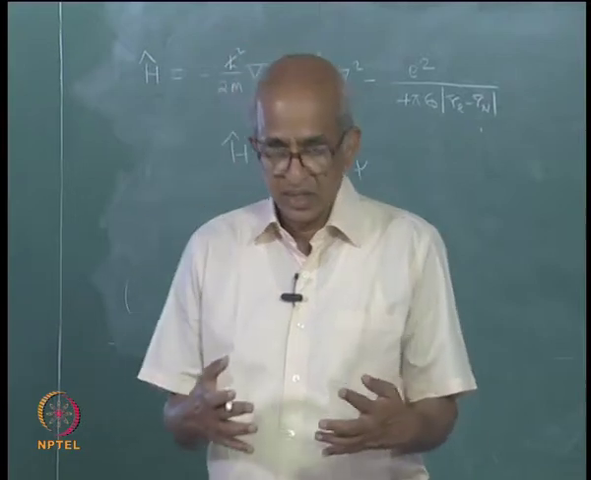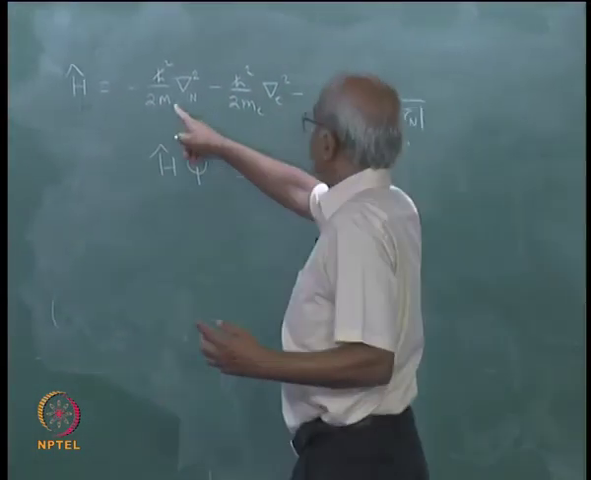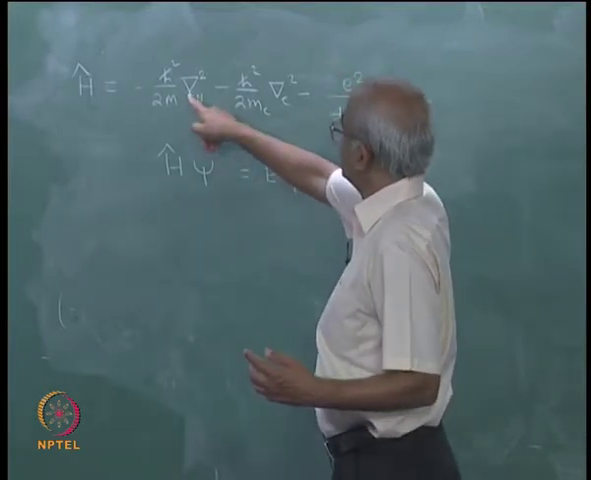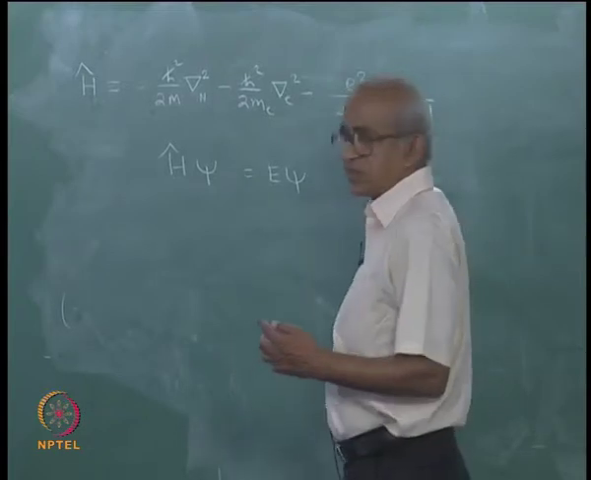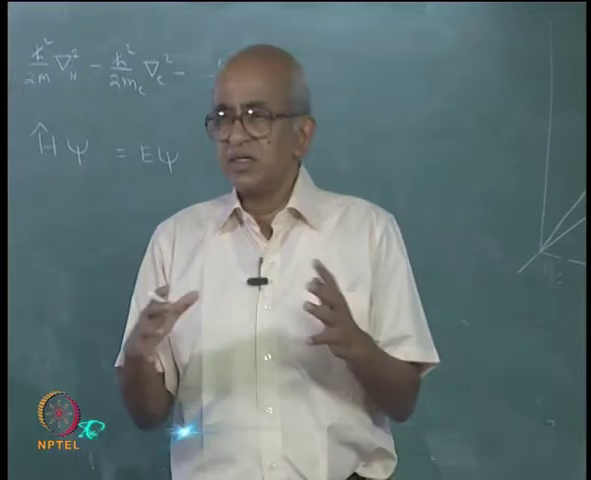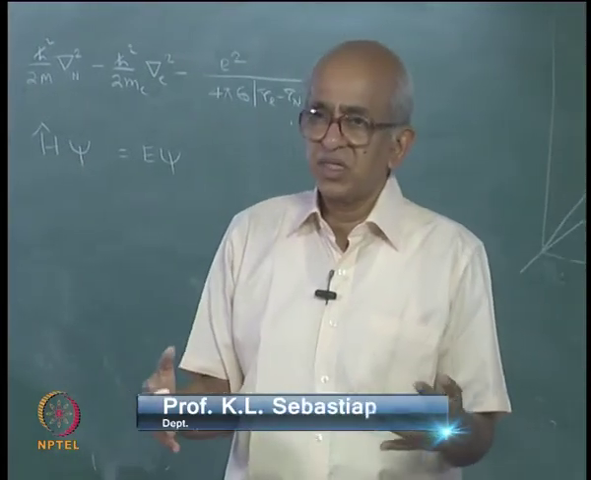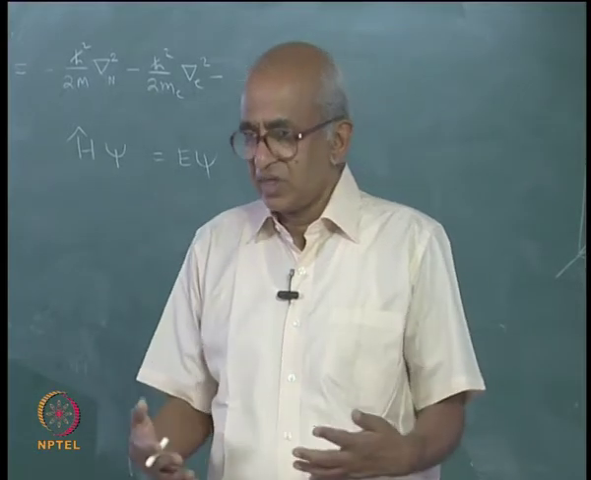We were discussing the hydrogen atom. If you remember, the Hamiltonian for the hydrogen atom is this one. This is the nuclear kinetic energy, electronic kinetic energy, and the interaction between the two. And the way this Hamiltonian is written, it is not possible to apply the method of separation of variables as it is and solve the Schrodinger equation.